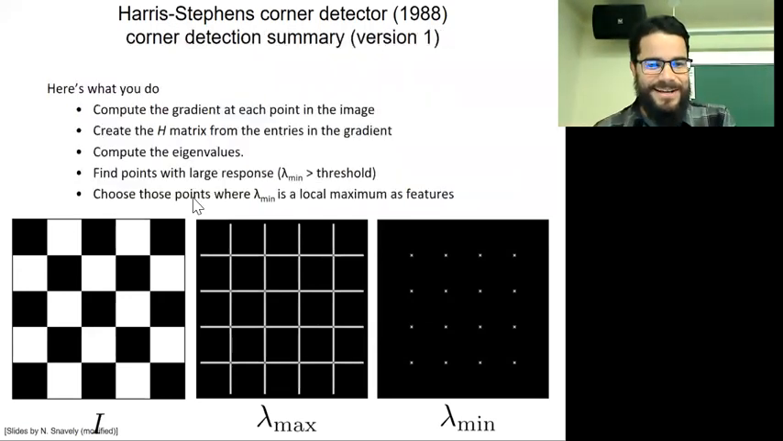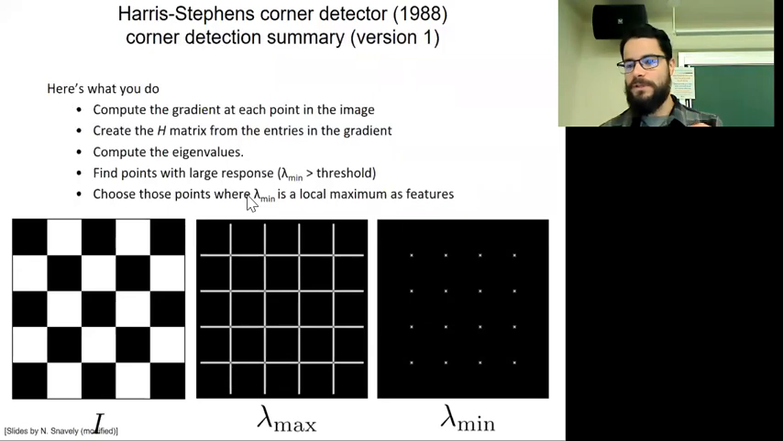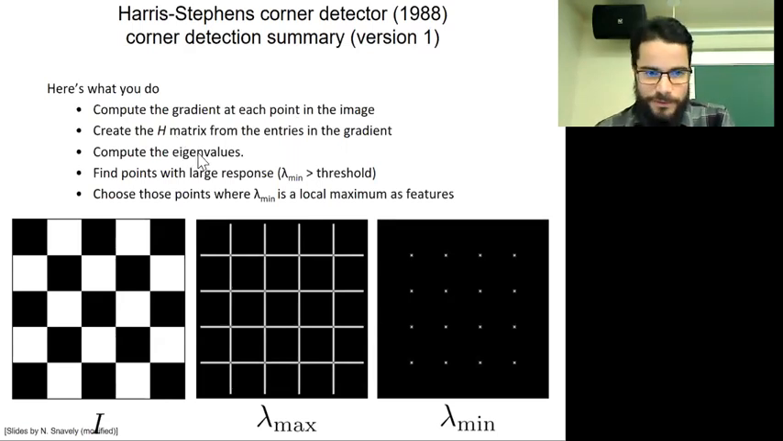Very interesting, right? So the pseudo algorithm would be to compute the gradient of each point in the image, then compute the H matrix, compute the eigenvalues, and then interpret these eigenvalues. We are going to find points with large response, which are represented by positions where the minimum eigenvalue is higher than a certain threshold.